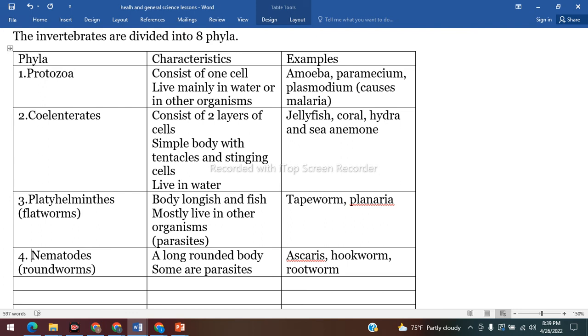All right, so that's it for today. What I want you to do for homework is give me some characteristics and examples for the next group, which is the annelids. Can you repeat what we're doing for homework, please? Give me the characteristics and examples of annelids.